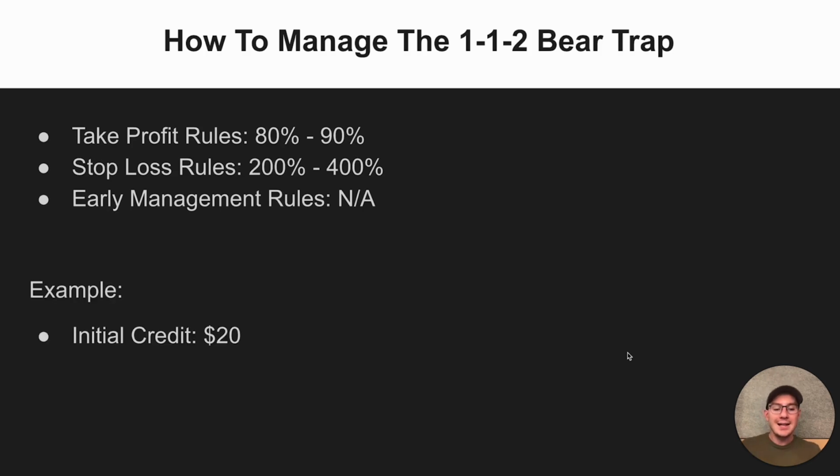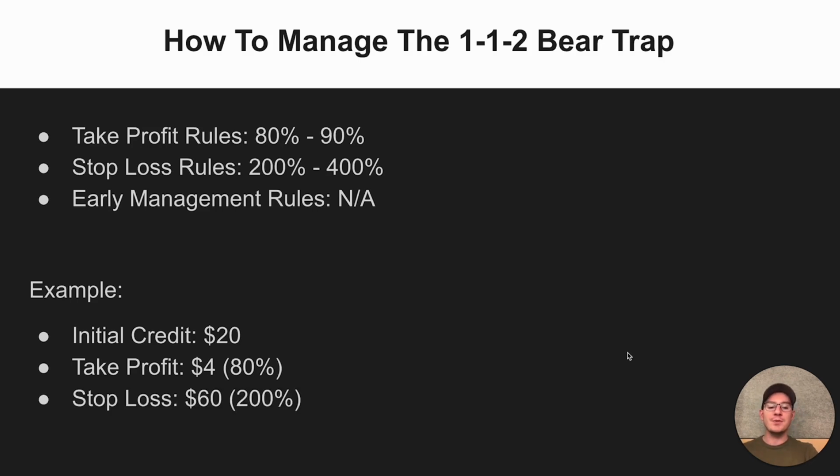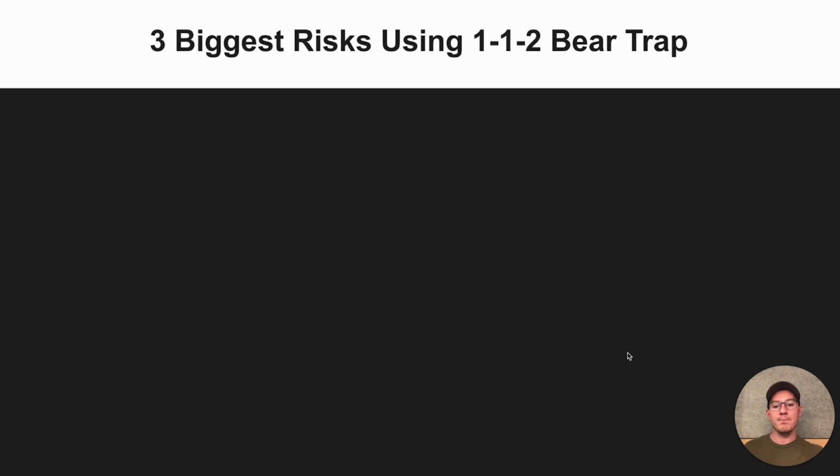To give an example, let's say, just for easy numbers, we entered the trade at a $20 credit. This would be below our typical target of $30 to $50, but let's just go with it. Let's say an initial credit of $20. That means that if we're doing an 80% take profit, we will close the trade once the trade price is $4. It goes from 20 to 4. That means we made a $16 credit as our profit, and that would be an 80% profit, and that's how we'd close out the trade. And if we're doing a 200% stop loss, which is also typical for this trade, we would then close the trade once the trade price reaches $60. That's just an example of how an 80% take profit and 200% stop loss work.